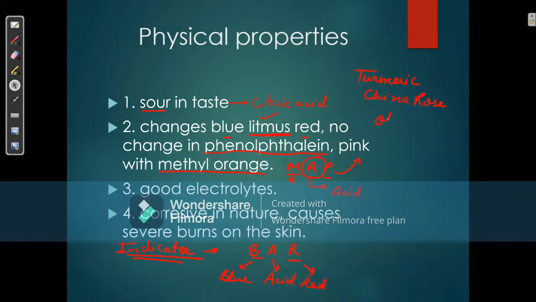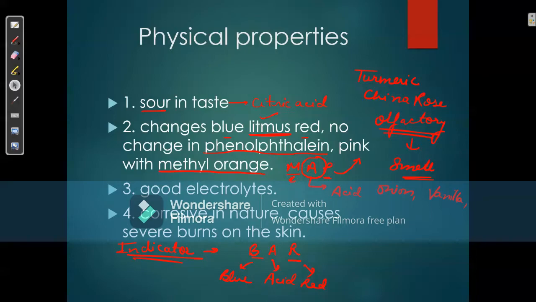Similarly, there is one more category of indicator. We call them olfactory indicators. An olfactory indicator is an indicator which gives different smells in different media, like onion, vanilla, cinnamon, clove. All these are olfactory indicators. They give a different smell in acidic medium and a different one in basic medium. So we call them olfactory indicators.